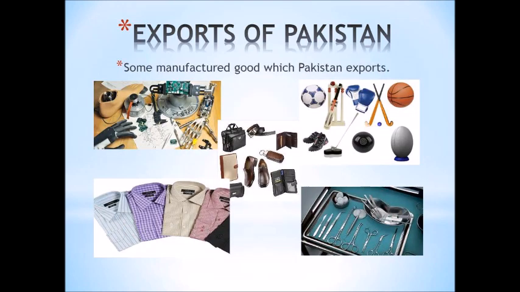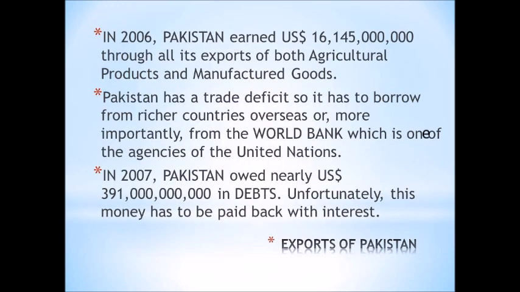Here are some of many manufactured goods which Pakistan exports: engineering goods, leather products, sports goods, ready-made garments, and medical and surgical goods. In 2006, Pakistan earned 16,145,000,000 US dollars through all its exports of both agricultural products and manufactured goods.